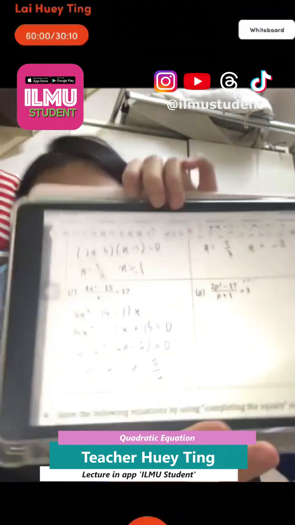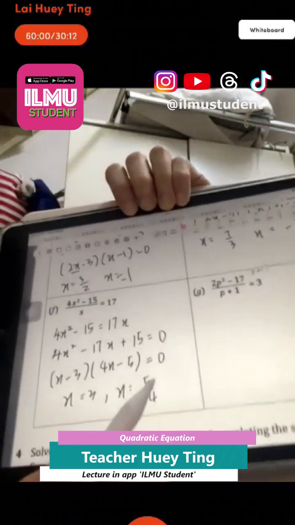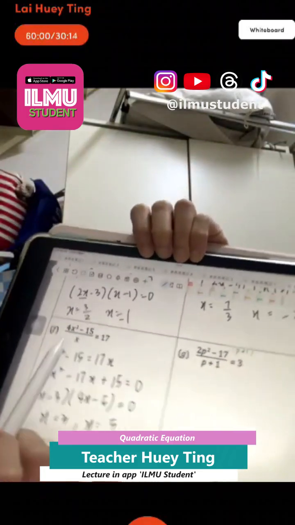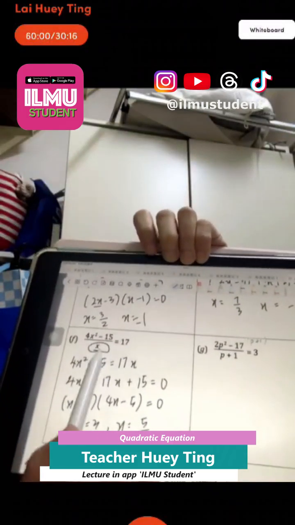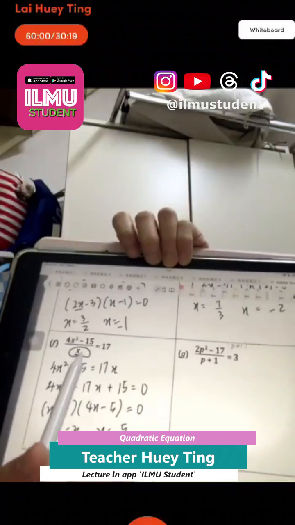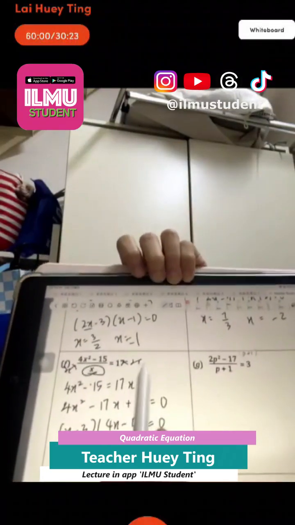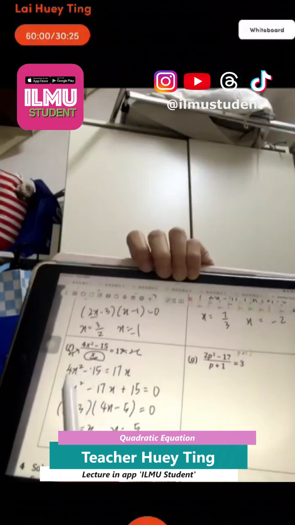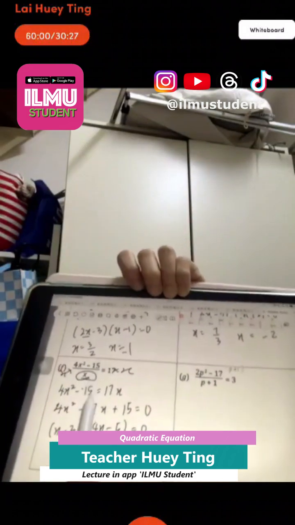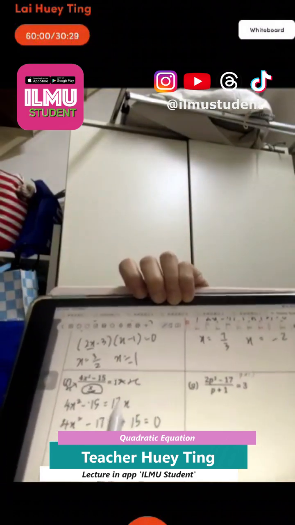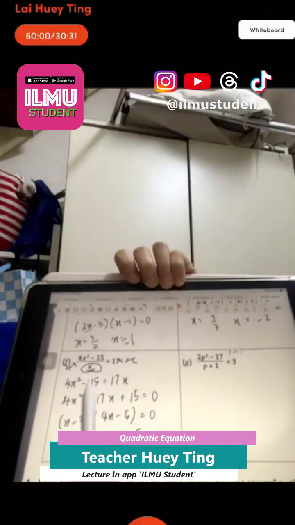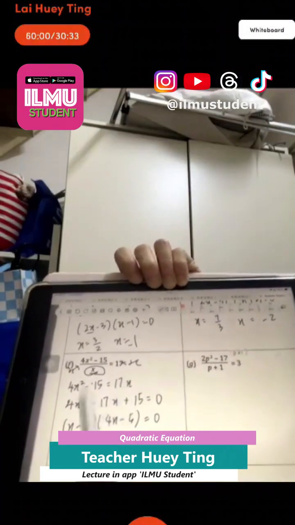So for this kind of question, you can see that this has a fraction, right? So we have x, we have to multiply this x with both sides. So we multiply x and multiply x, then we get this. So this is 4x squared minus 15 equal to 17x. Then we rearrange it, 4x squared minus 17x.